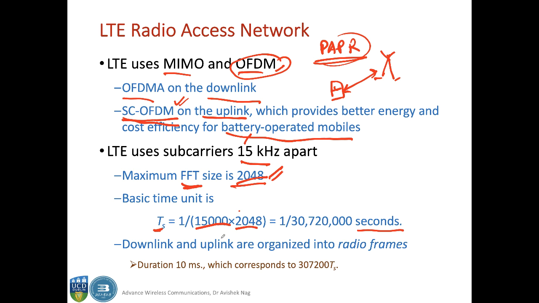Okay, now the downlink and the uplink are organized into radio frames, and the duration of the radio frames is usually 10 milliseconds, which corresponds to these many TSs, where TS is the basic time unit.